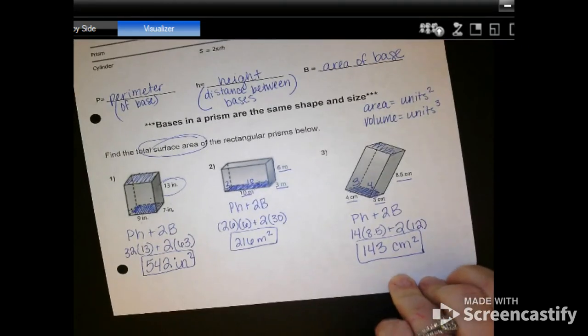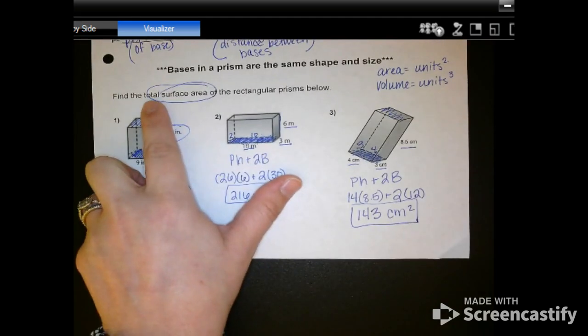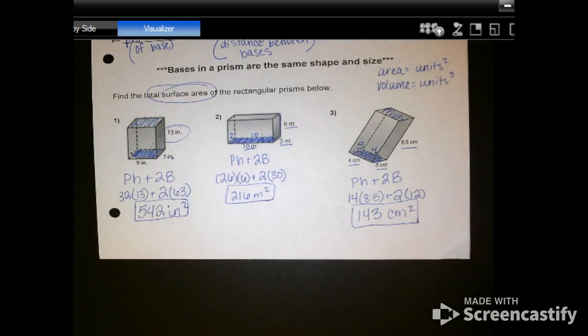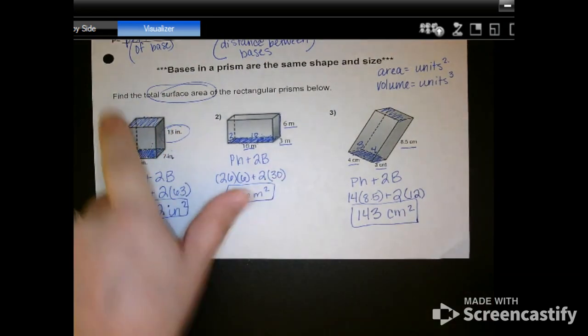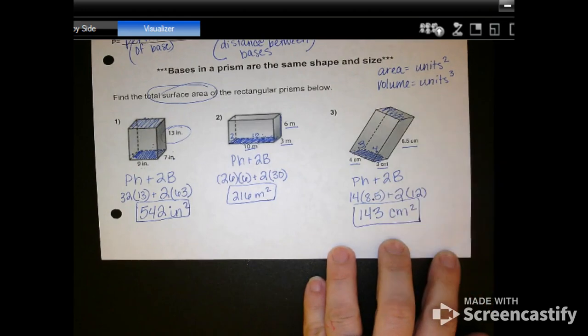All right. We good? We got it? How do you know if it's volume or area? Because it should tell you what to find. So this says find the total surface area. In the instructions for each problem, it tells you what you're looking for. Okay, everybody got it now? All right, flipping it over.